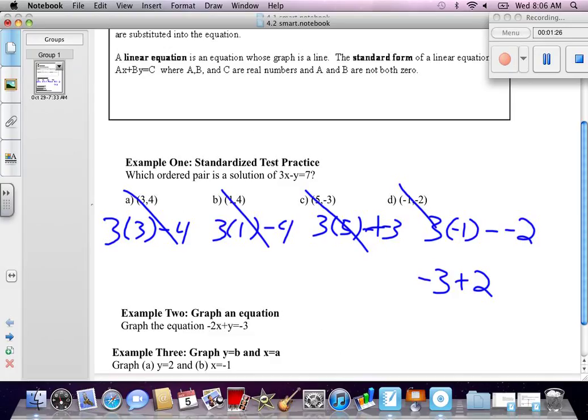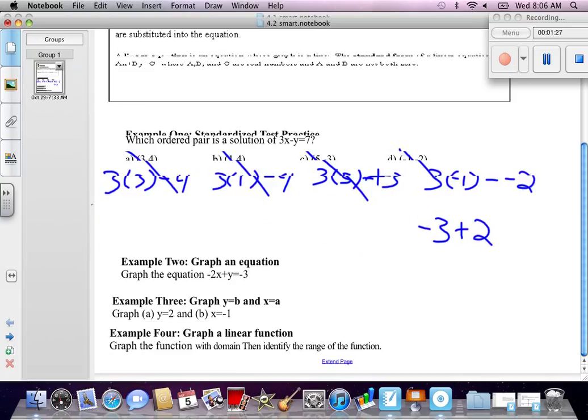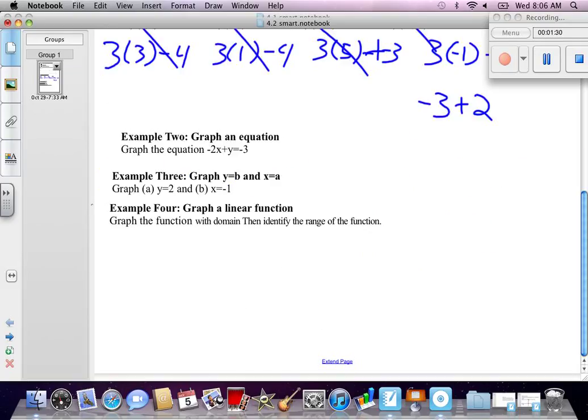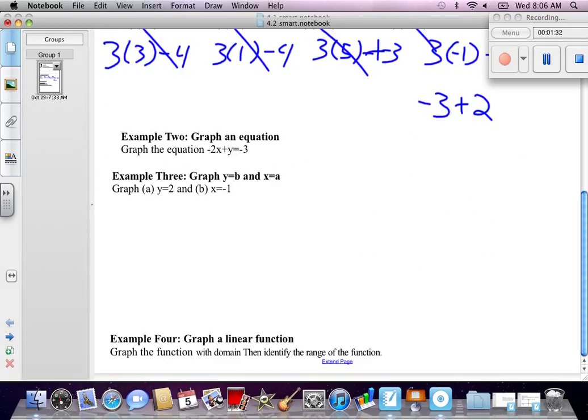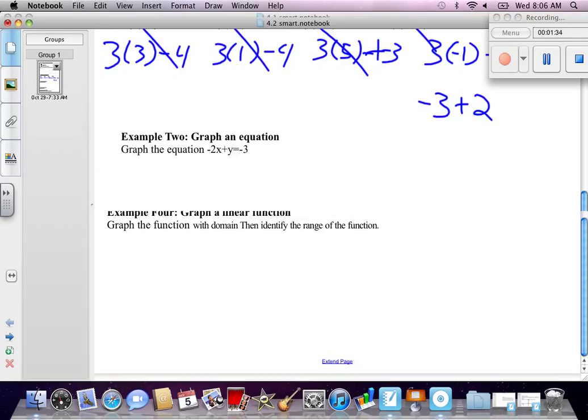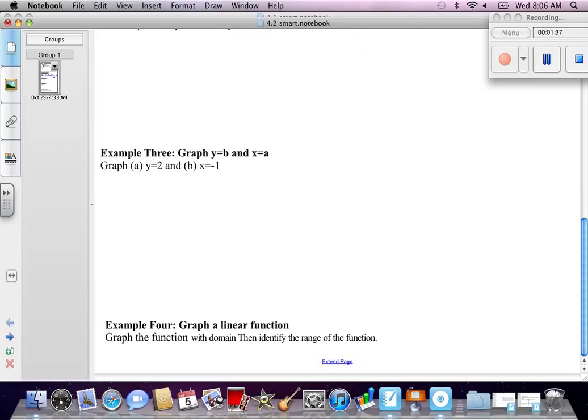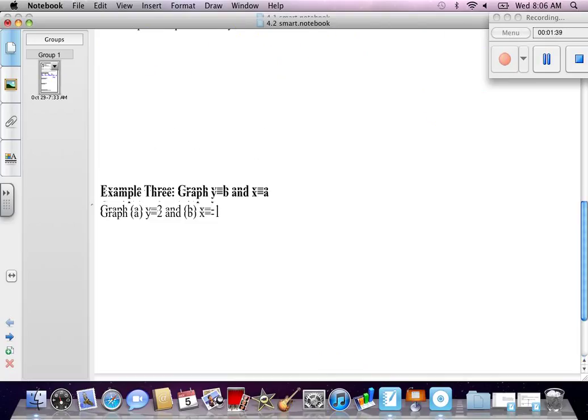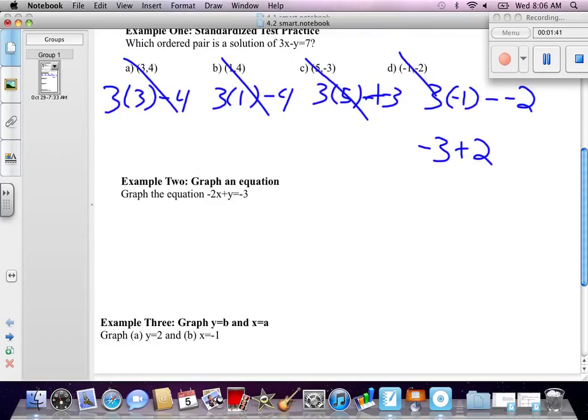So hold on, what if they ask us that on the homework, what are we supposed to put? No answer is true. But it will not give you multiple choice. Okay, calm down. Let's move on to example 2.